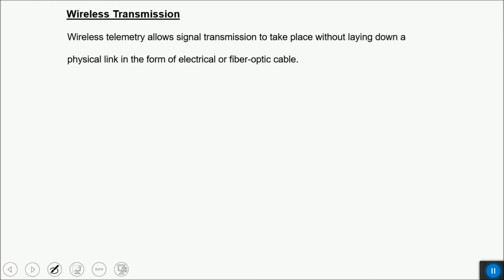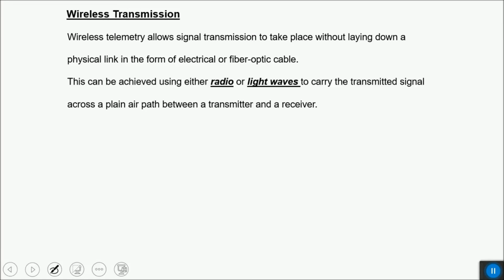You will have to develop an infrastructure to convert that signal into a wireless signal and transmit it into the air or into the vacuum, and the vacuum or air will act as a medium. And at the receiver end, you will have to develop an infrastructure, but between those two stations, you don't have to construct a physical infrastructure comprising wires or fiber optic cables. And wireless transmission can be achieved using either radio waves or light waves to carry the transmitted signal across a plain air path or a vacuum between a transmitter and a receiver.